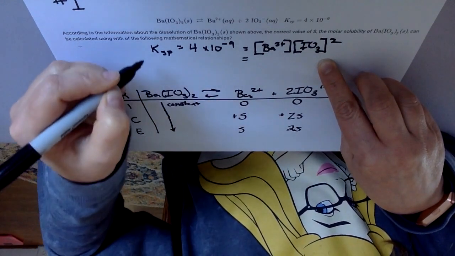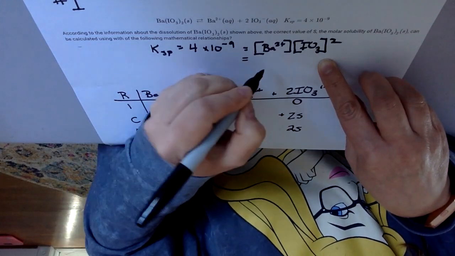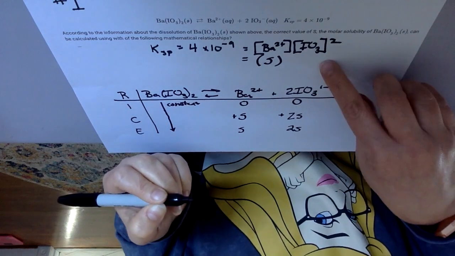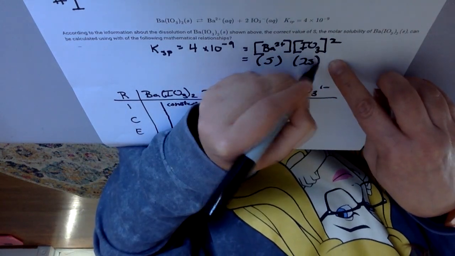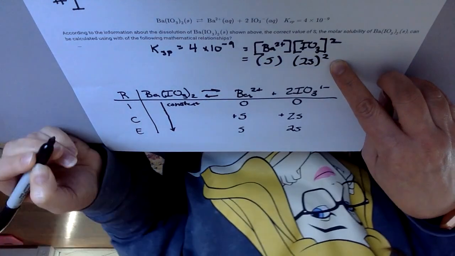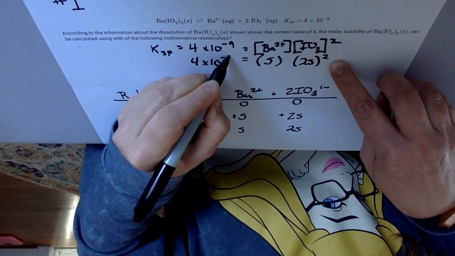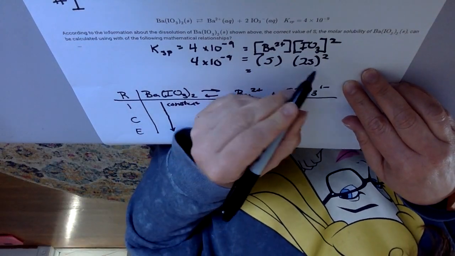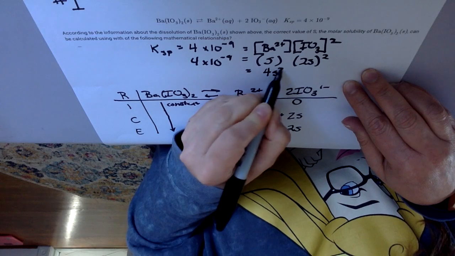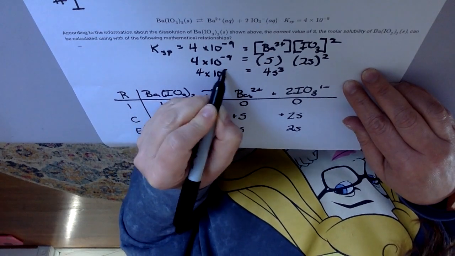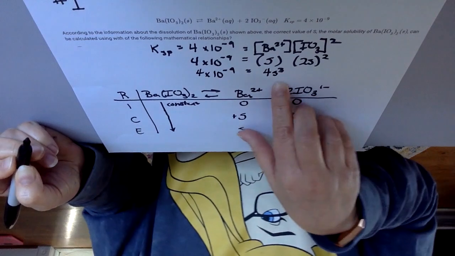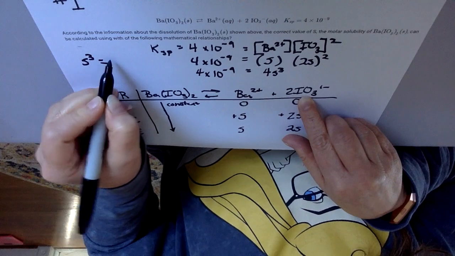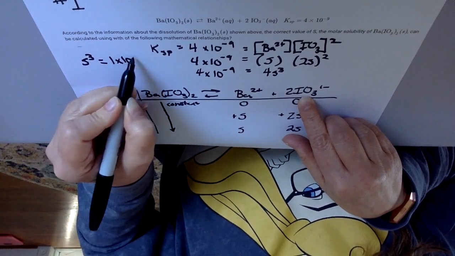I can see that the Ksp, which is 4 times 10 to the negative ninth, is going to equal S, because that's this concentration, times 2S squared, equals 4 times 10 to the negative ninth. So the mathematical relationship is going to be 4S cubed equals 4 times 10 to the negative ninth. If I divide 4 by 4, I'm going to move it over here. S cubed is going to equal 1 times 10 to the negative ninth.